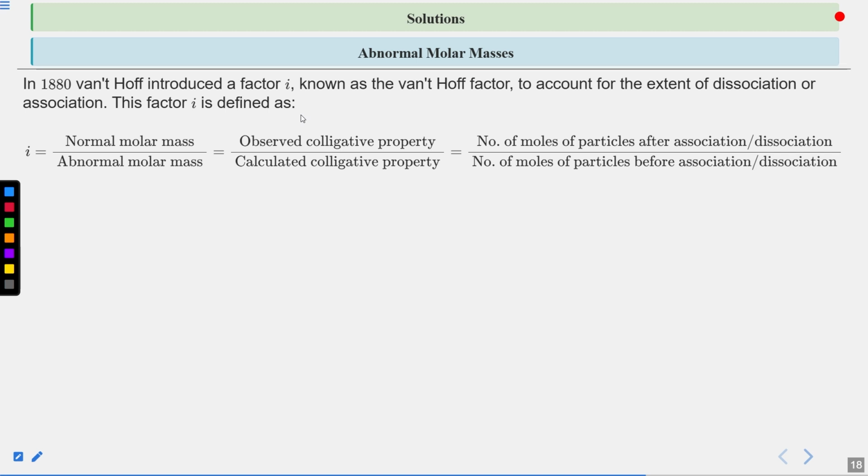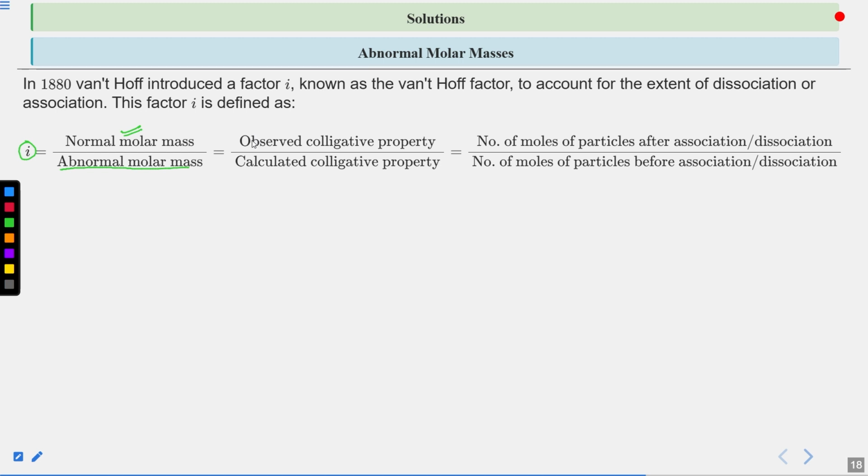Now, how is it defined? It's very easy. Suppose you are taking any substance, then of course it will have a molar mass. So that is taken as the normal molar mass. And the one which you have calculated using your calculation, without considering the association and the dissociation, will be called the abnormal molar mass. And their ratio is termed as i. So this is one definition.